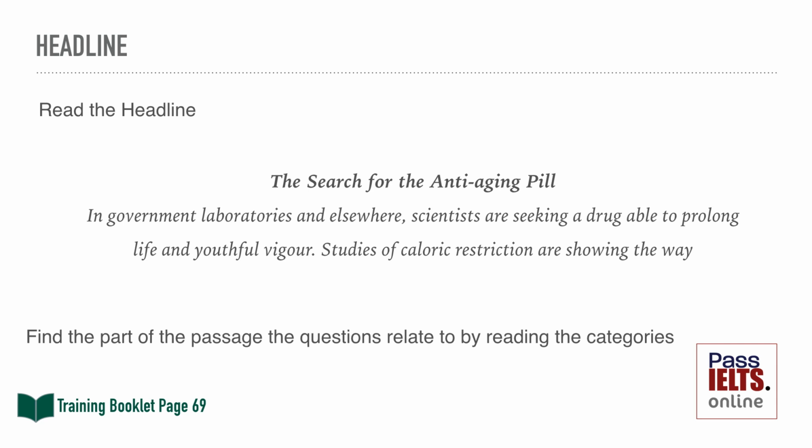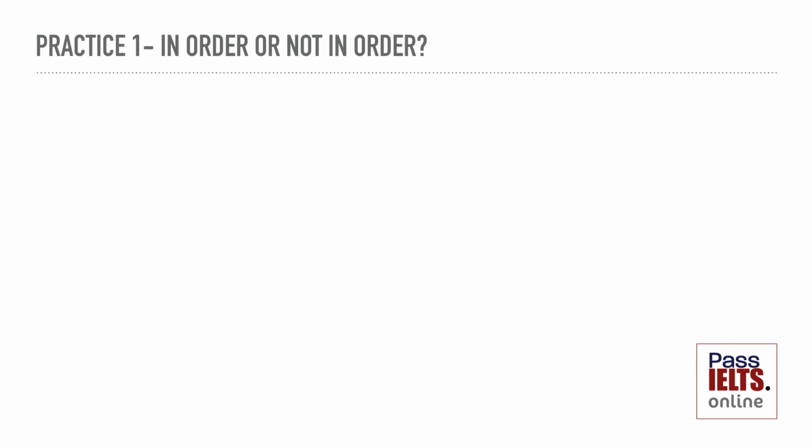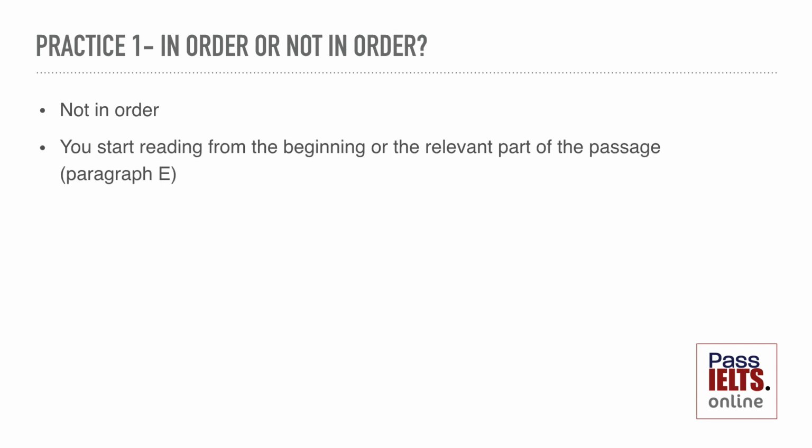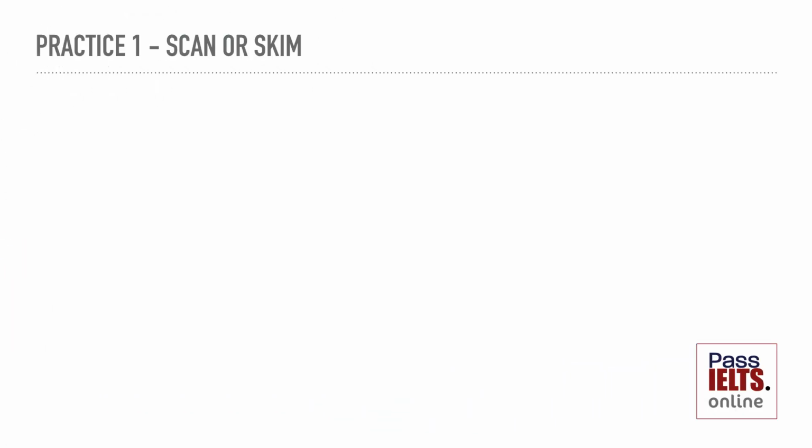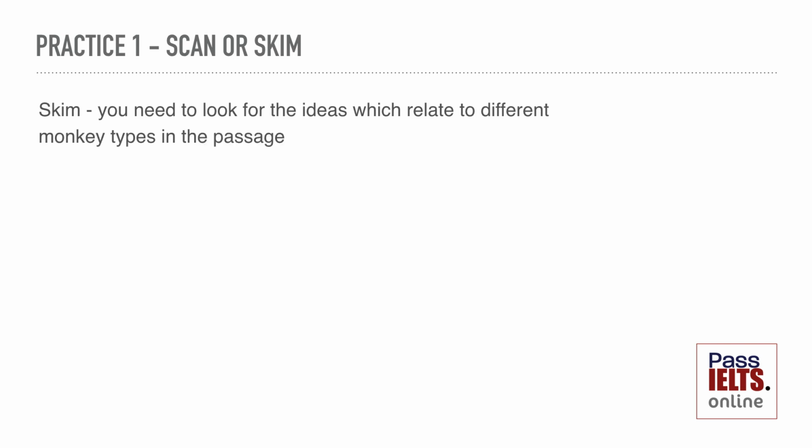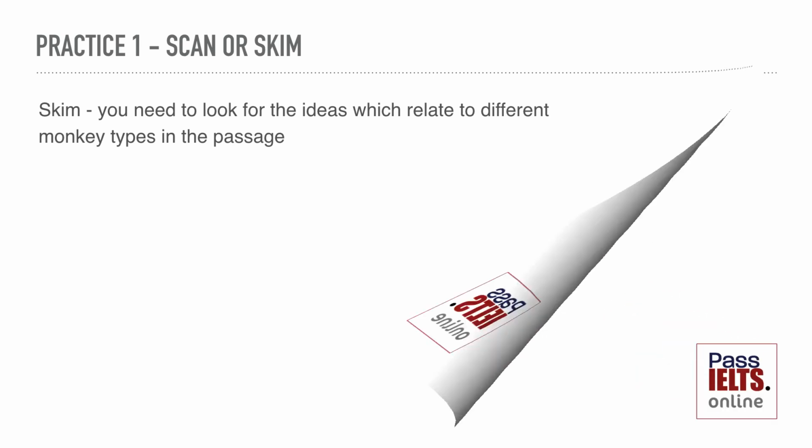You need to start skimming and reading the passage from paragraph E. Now you need to decide if the questions are in order or not, and in this case they are not in order. The questions aren't in order, so you can start reading from the relevant part of the passage, so paragraph E. You will need to skim. In this case, you need to look for the ideas which relate to the different monkey types in the passage.